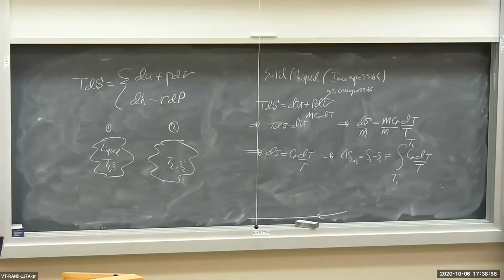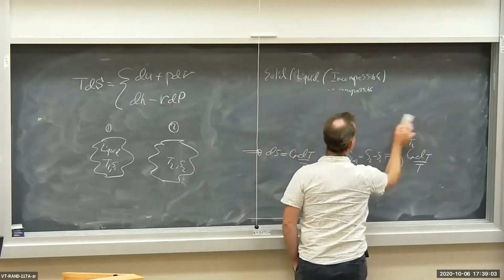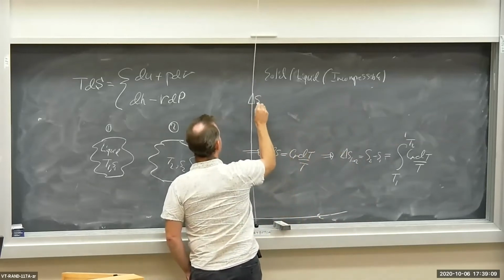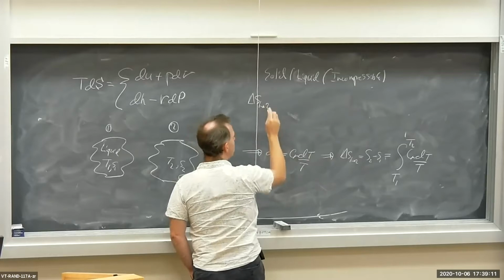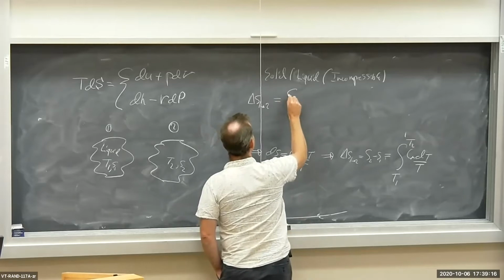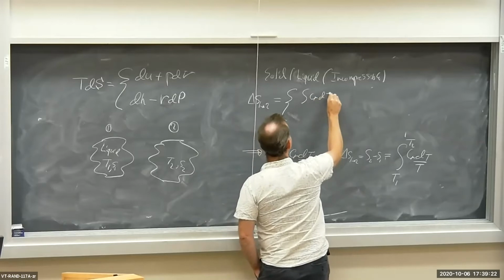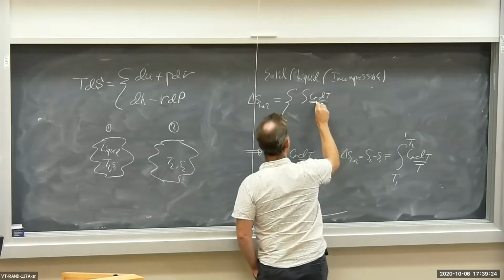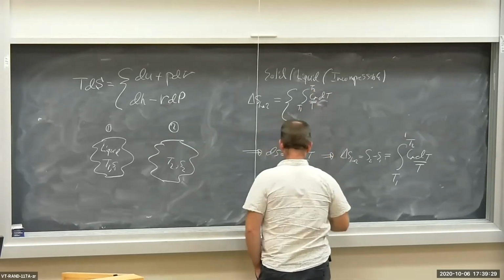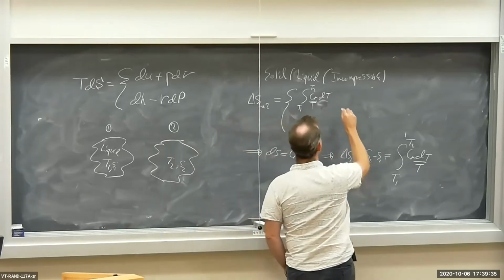Okay? So let me write this up here. For a solid or a liquid, delta S, the change in specific entropy over a process, is equal to the integral of CV dt over temperature from T1 to T2. So that's a general expression for variable specific heat.